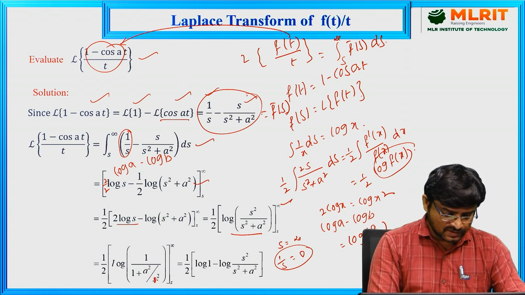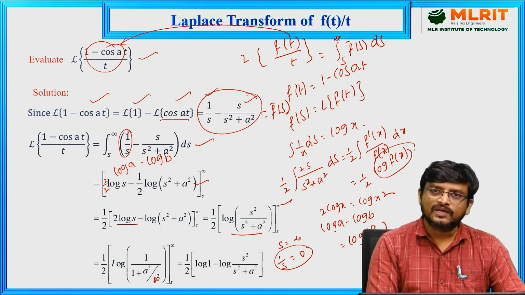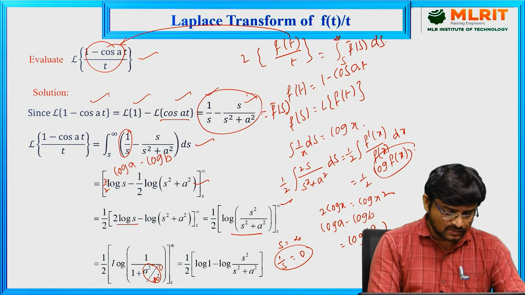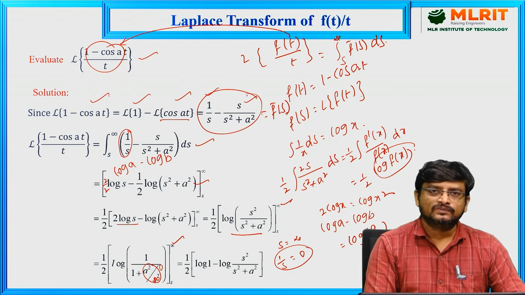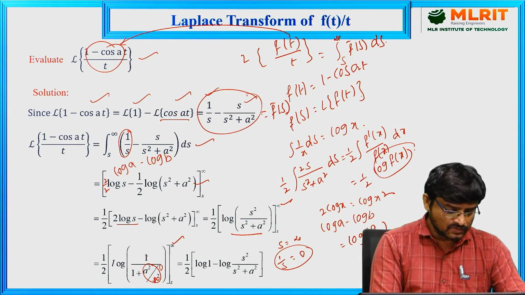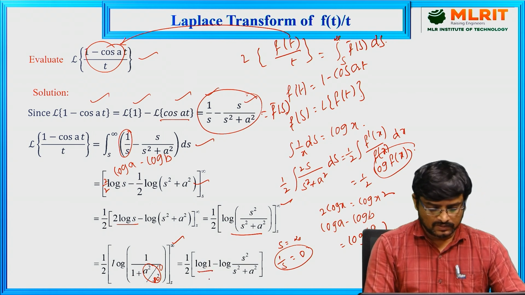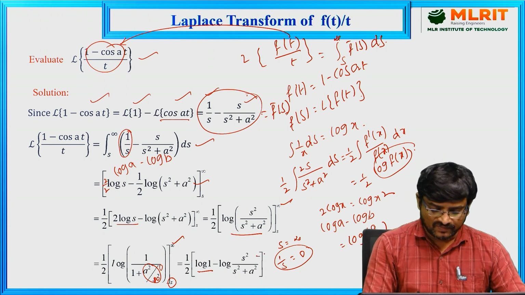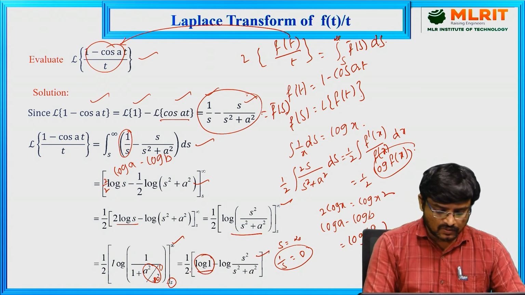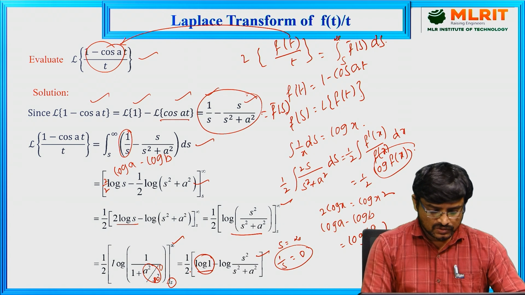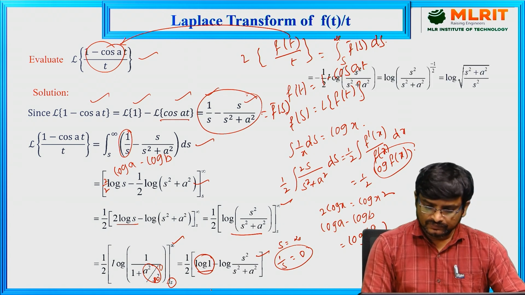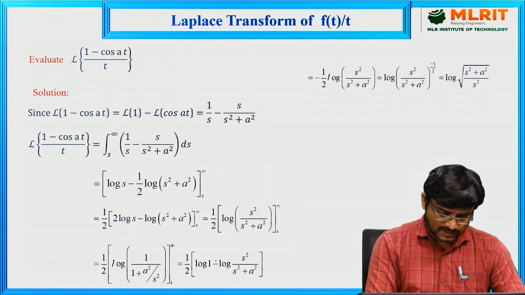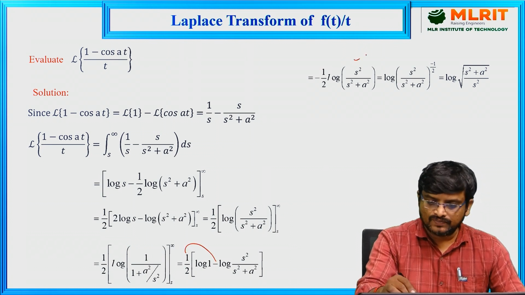So if you replace s with infinity, you will get 1 by infinity, that is equal to 0. So this entire term becomes 0 when we substitute the upper limit here. The remaining is 1 by 1, that is 1. So you will get log 1 minus, for the lower limit, the same function as it is. And we know that log 1 is equal to 0. So the remaining function you will get is minus 1 by 2. You take this minus outside, 1 by 2 into log of this.